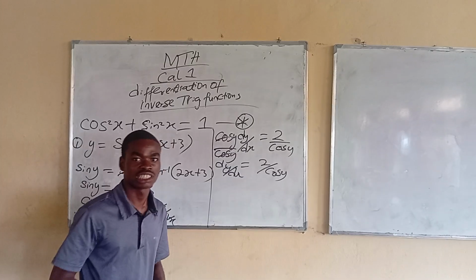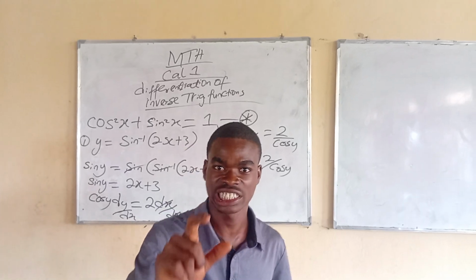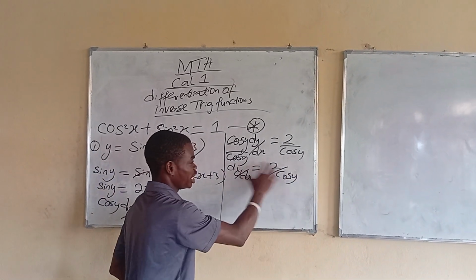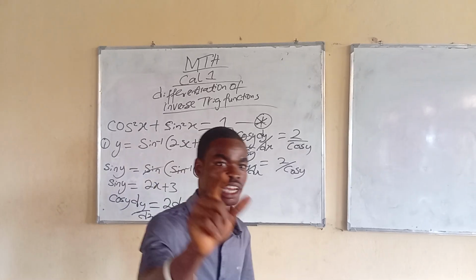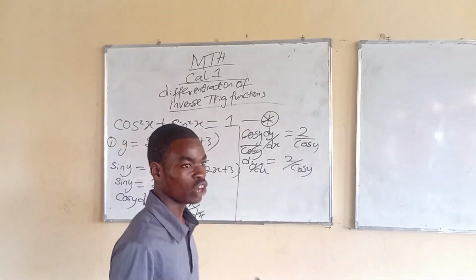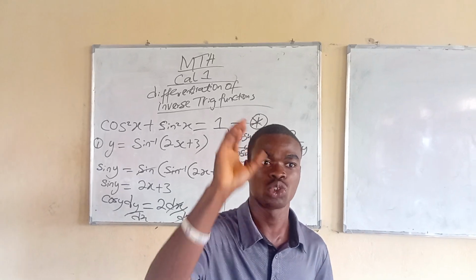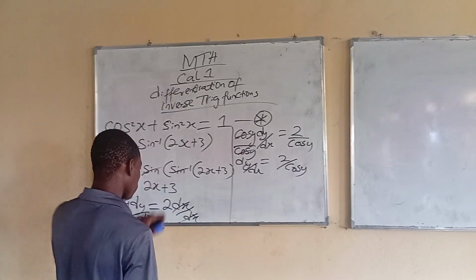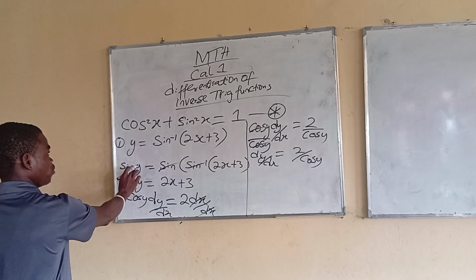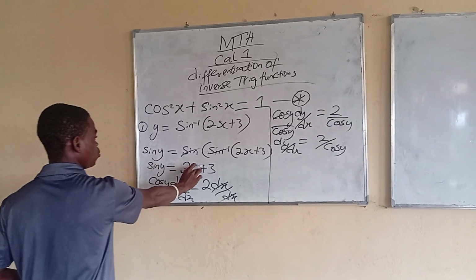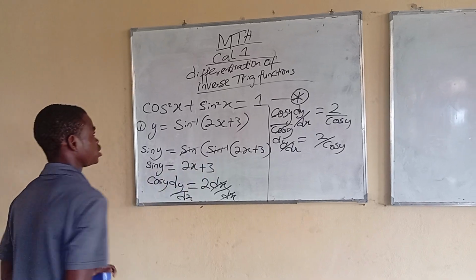This is not your final answer. You need to express your final answer in terms of x. Now, this y here, you are expressing your final answer in terms of y. Except you are asked to do so, you can keep it like this. But if you are not asked to do so, know that you are needed to express your answer in terms of x. So from here, we have sine y equals 2x plus 3.